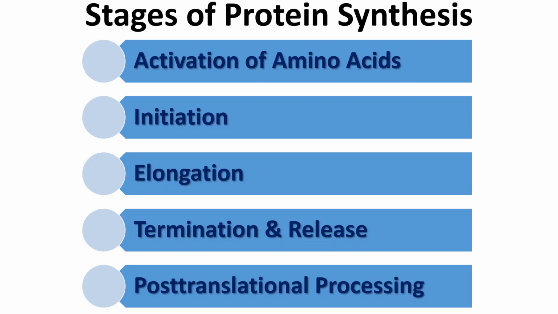Similar to prokaryotic protein synthesis, we are going to divide total protein synthesis into five different steps. Those steps are activation of amino acid, which you can also call charging of amino acid or charging of tRNA, then initiation, elongation, termination, and post-translational processing, which is the modification of the proteins.